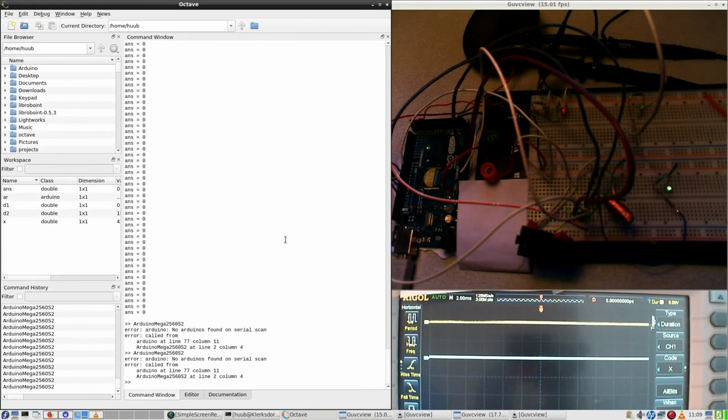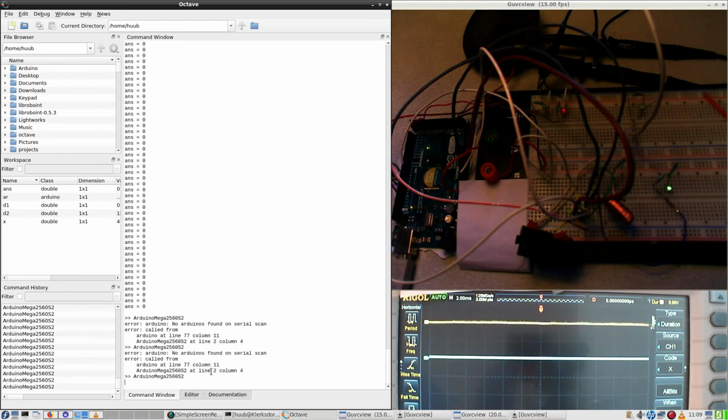Alright, I power cycled the Arduino, and let's take another try. Right, this is clearly working indefinitely. Changing the time scale, time base.